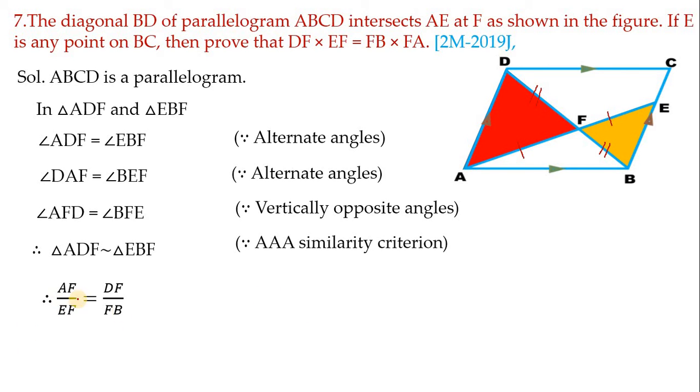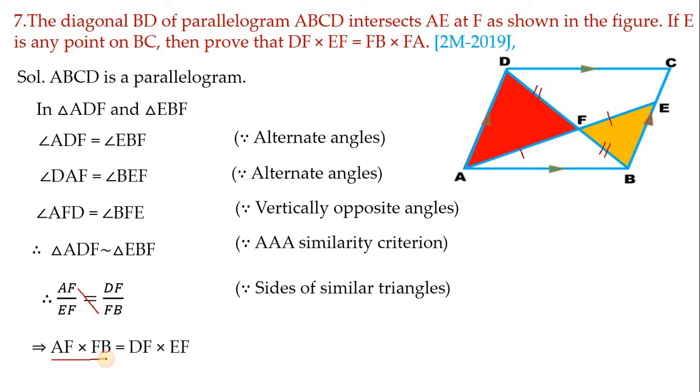Next, let us do the cross multiplication. AF multiplied by FB, so we will get this. Which one? AF into FB we will get. Next, multiply this: DF into EF. This is what we wanted to prove. See, DF into EF is equal to FB into FA. This is what we wanted to prove.